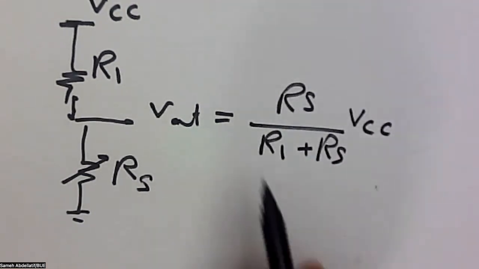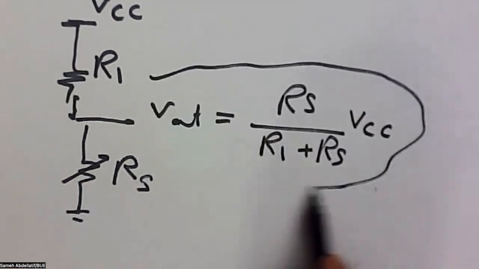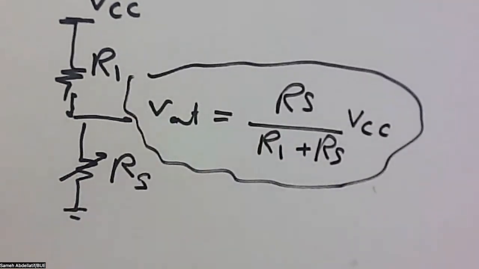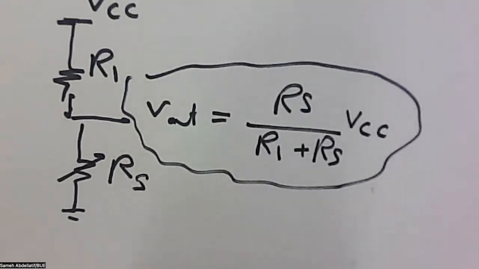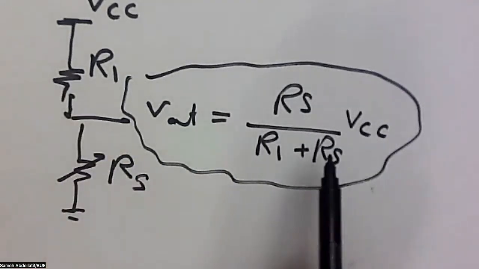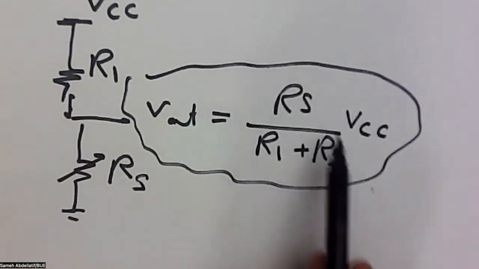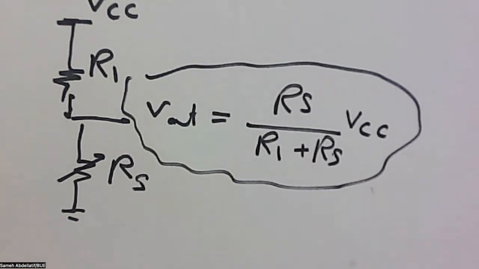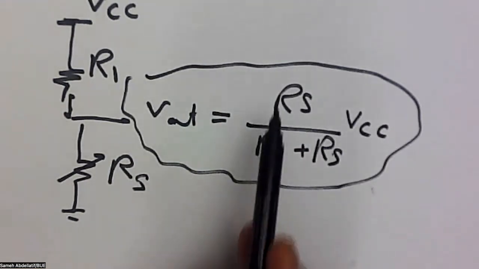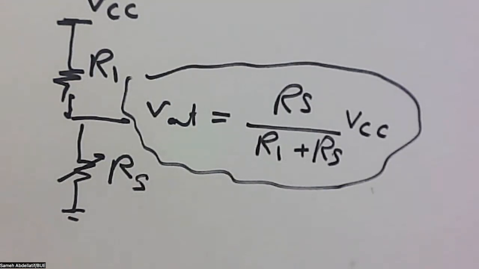And as you can see from this simple equation, the output here is simply proportional to the variation in the resistance RS, and R1 and VCC. So R1 and VCC are constants. This is a fixed resistance, and RS appears twice, in the numerator and in the denominator, and you have a VCC here, and this is simply how you can convert resistance into a voltage. So a potential divider is a very simple way to make a resistance to voltage converter.